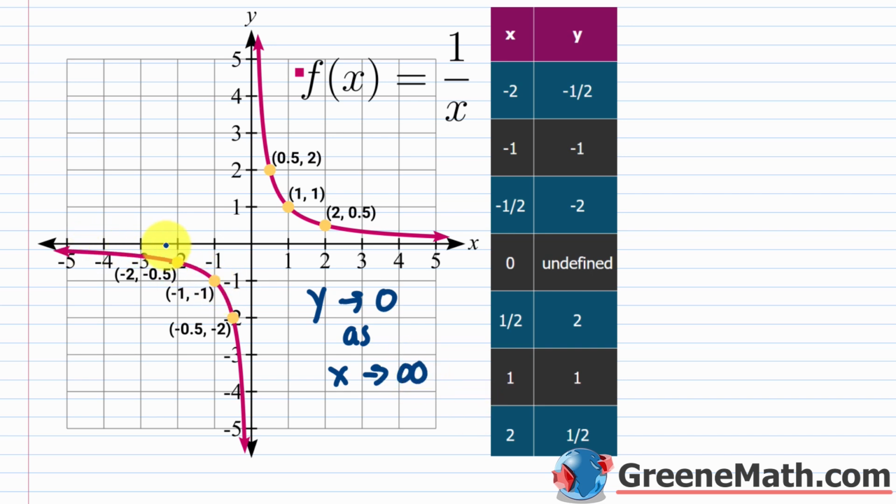Well, then if I look at this piece over here, where x is decreasing without bound, so as x approaches negative infinity, you could say that y is also approaching 0. So we're going to say y approaches 0 as x approaches negative infinity.